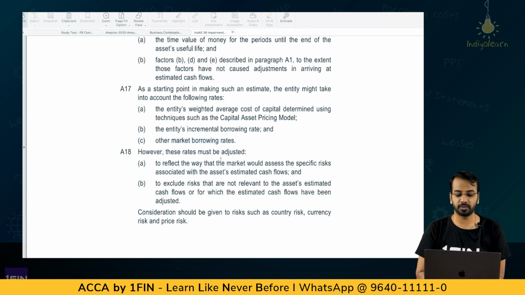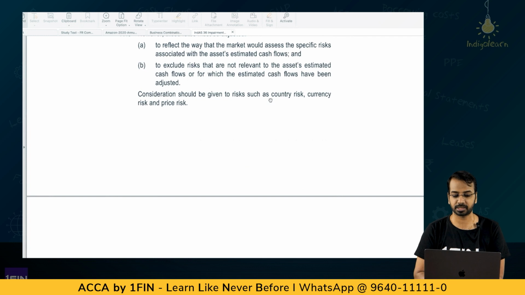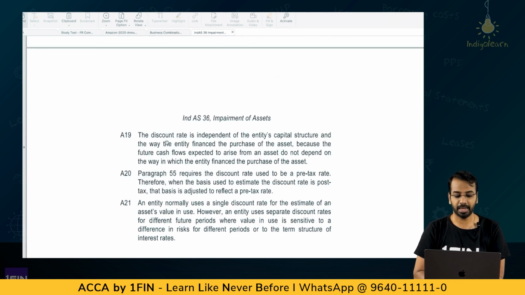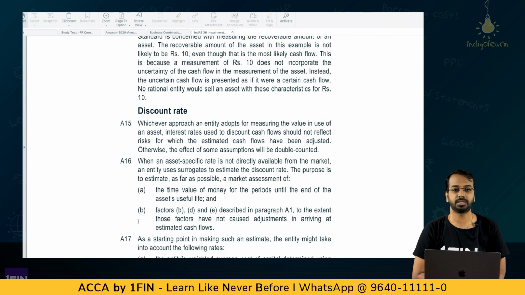Then you will have to look at the way the market would assess the specific risk with the asset, then exclude the risks that are not relevant to the asset's estimated cash flows. Then you will consider risks such as country risk, currency risk, price risk. Okay, and it is independent of the entity's capital structure, and it has to be a pre-tax rate. So that is also very important, right? So this is the guidance given in the standard, about a couple of pages, right? So this guidance is what you will apply to determine the interest rate.